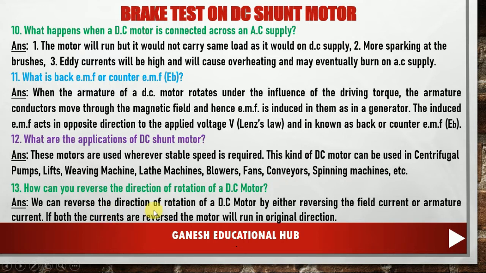We can reverse the direction of rotation of a DC motor by either reversing the field current or the armature current. If both the currents are reversed, the motor will run in the original direction. So here we can reverse the direction of rotation of a DC motor by reversing either the field current or the armature current.